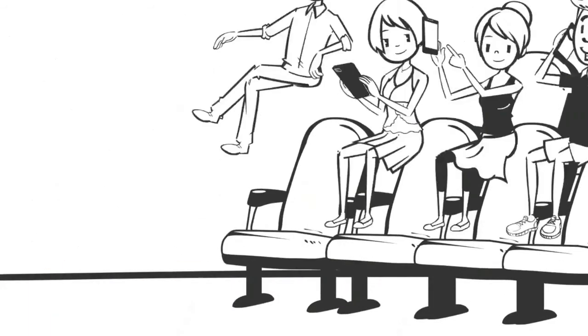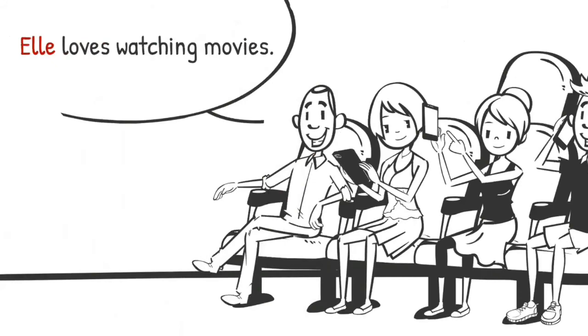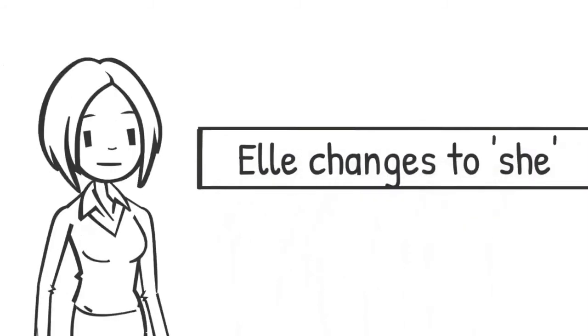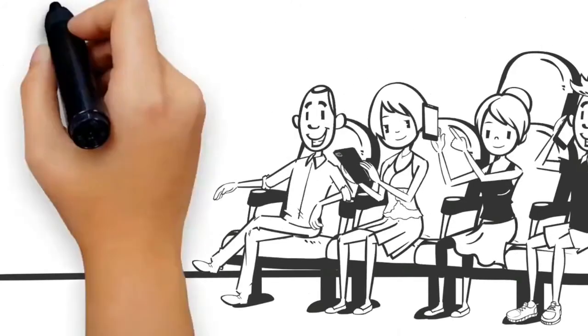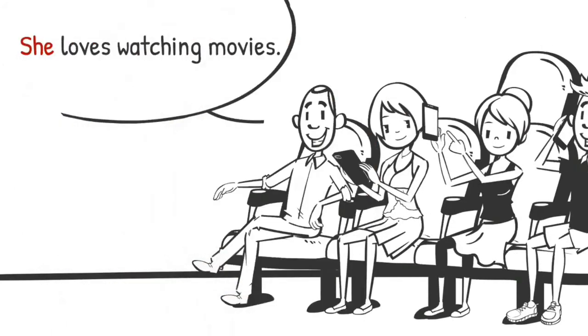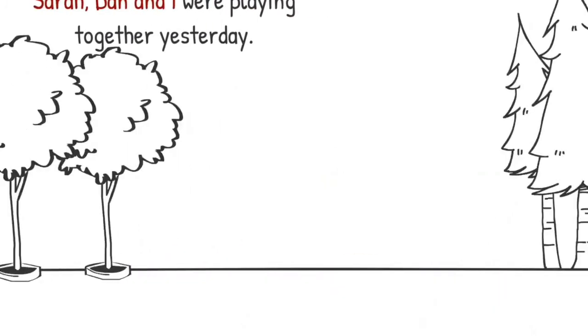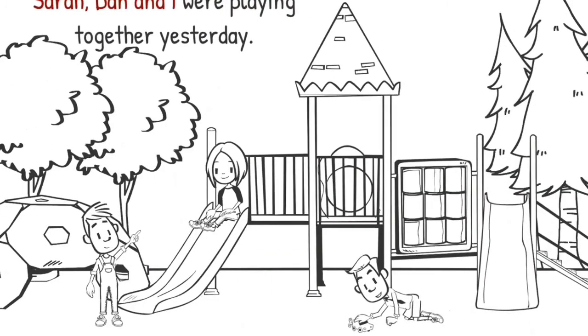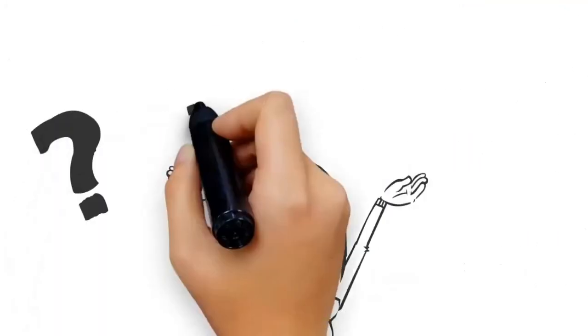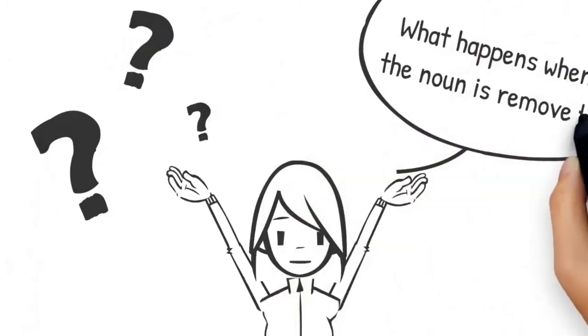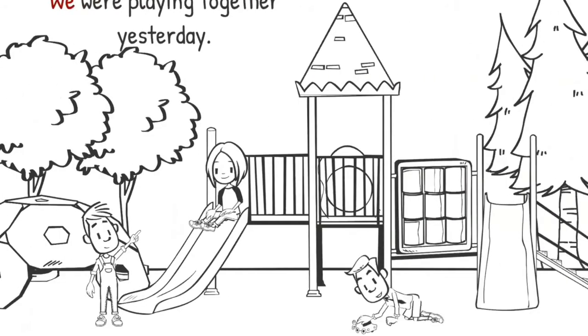Here's the first example. Elle loves watching movies. Now you see Elle changes to she. Therefore, the sentence changes to she loves watching movies. Now here's another example. Sarah, Dan, and I were playing together yesterday. Now can you tell me how the sentence will be when we replace the noun with a pronoun? That's right, it changes to we. So now the sentence is, we were playing together yesterday.